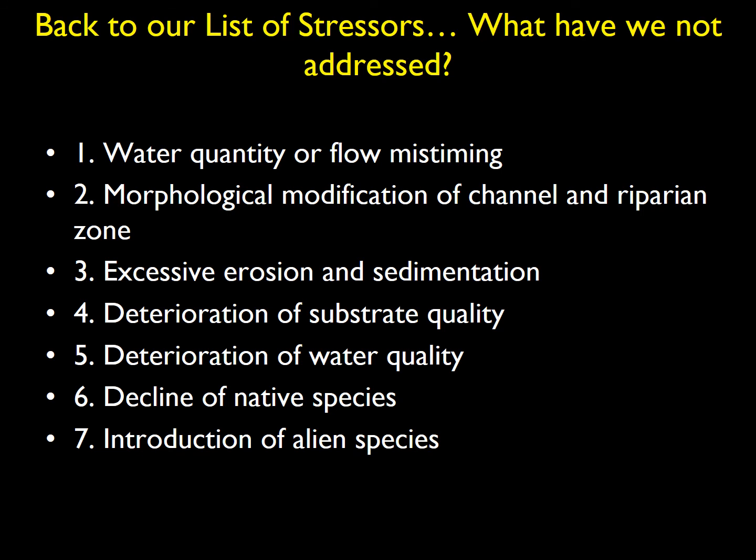Deterioration of substrate quality, you can fix that to a certain extent just by bringing in larger rocks when you're doing natural channel design. And of course, when you keep the sediment out, then you're improving substrate quality. Deterioration of water quality, again, that's that watershed-wide issue, which is so challenging to deal with. Decline of native species, of course, the native species are an emergent property of the ecosystem, and they're going to respond to habitat degradation. So everything that's listed above is going to lead to a decline in native species. And then introduction of alien species is really not a big issue where we are, but in some places, particularly out west, it can be a concern.